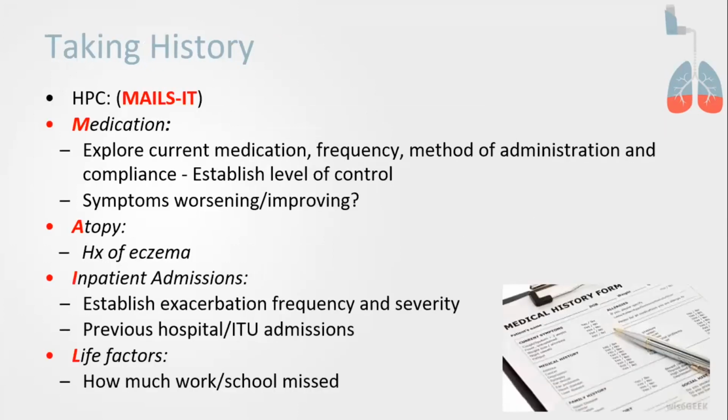Lastly, in history taking of an asthmatic patient, after they've had their attack usually, you would follow on in the history of presenting complaint with MAILS IT, which is an acronym that we came up with to remember it. So their medication first. How often are they taking their blue inhaler? That's the one that you're looking for, because that will establish their level of control. Because if they're taking their blue inhaler 5 times a day, that's not well-controlled asthma, not in the slightest.